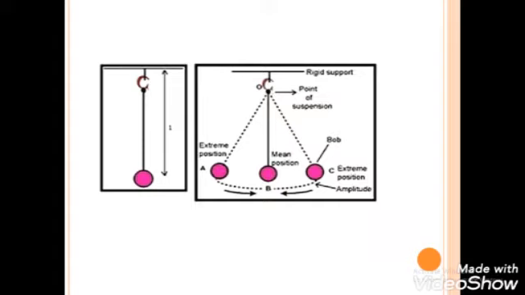This metallic ball is called what? The bob of the pendulum. Okay, this rose-colored metallic ball is called what? Bob of the pendulum.